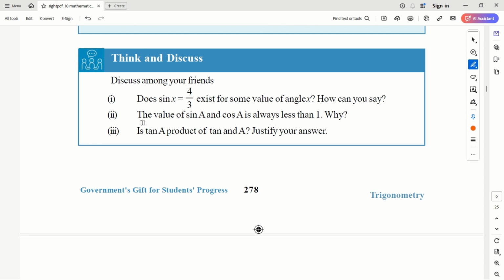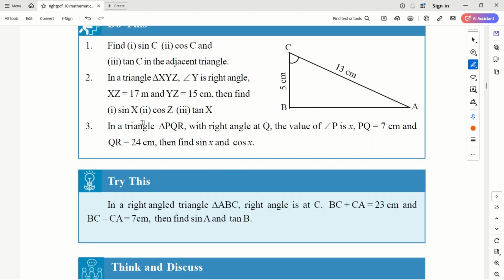Does sin x equal to 4 by 3 exist for any value of angle x? Think about it. Sin x can be any value, right? Opposite by hypotenuse. But if you see the ratio, hypotenuse is the biggest side in a triangle. Correct? Hypotenuse is the biggest side in a triangle. This is the biggest side.